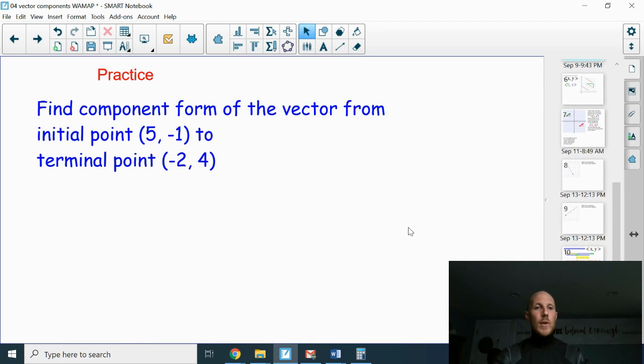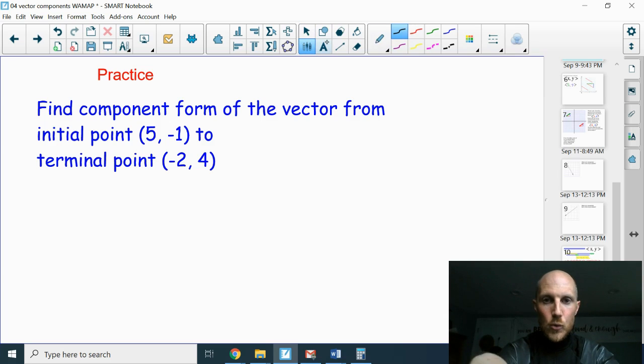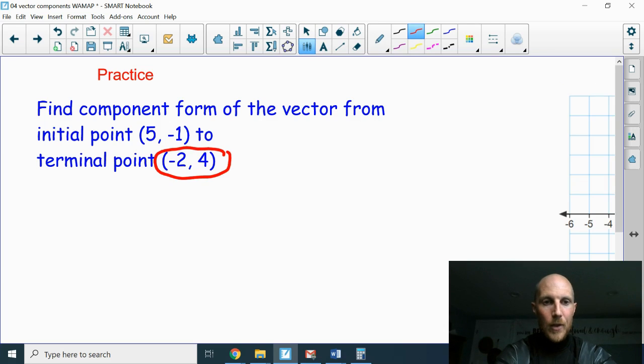So maybe we'll just try one of these. Find the component form of a vector from the initial point 5, -1 to a terminal point -2, 4. Okay, so these are coordinates of points. If I was to plot that on a graph, that's just a dot, and this one is just a dot. Right, so I've got the parentheses there. So if I'm going to do head minus tail, I'm going to start at the terminal point and then subtract the initial point. So I'm going to do the x's first.